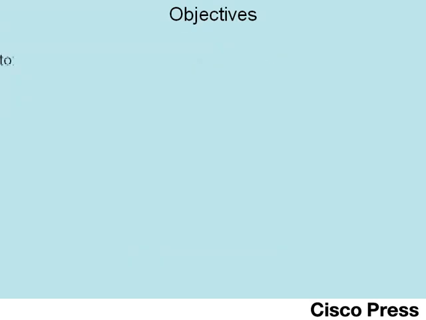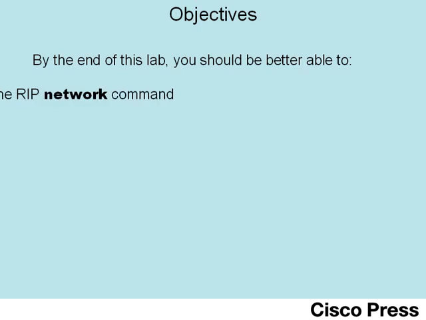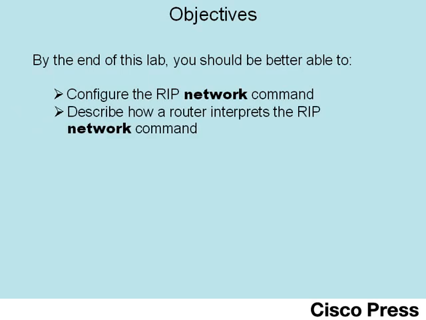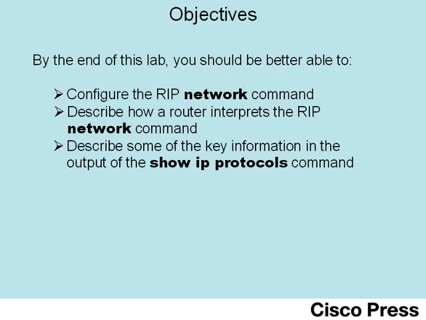This lab has 4 main objectives. First, this lab will examine how to configure the RIP network command, so that by the end of the lab, you'll be able to describe how a router interprets the network command and what it does on each interface that matches the network command. We'll also focus on the show IP protocols command, and by the end of this lab, you'll be able to describe some of the key information that you see in the output of that command.